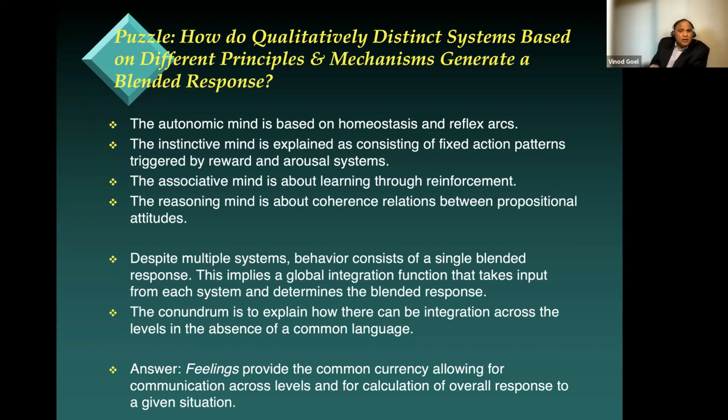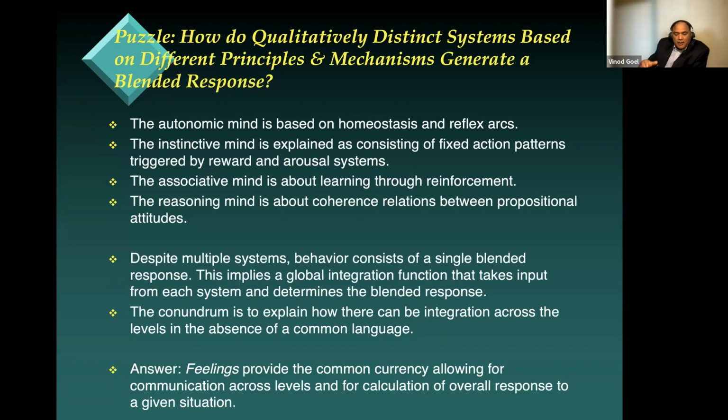The associative mind is about learning through reinforcement. The reasoning mind is about coherence relations between propositional attitudes. But despite multiple systems, behavior consists of a single blended response. Now, I'm repeating myself here, but intentionally, to drive home this point. So this implies a global integration function that takes input from each system and determines the blended response. The conundrum is to explain how there can be integration across the levels in the absence of a common language.